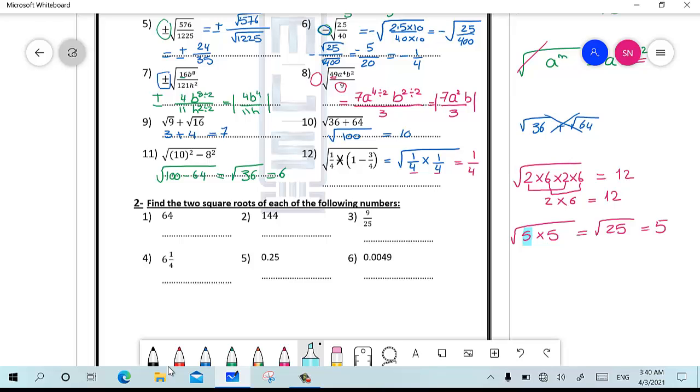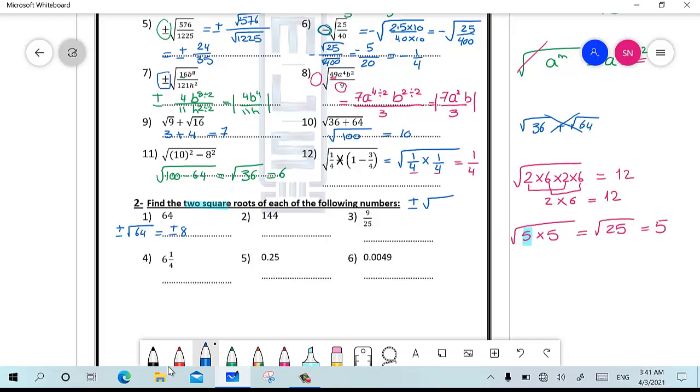Hope it's clear now. And let's go for question number 2. Find the two square roots. Since he told me find the two square roots, I am finding the positive negative square root of each number. I want to find the two square roots for 64. This means positive, negative square root 64, and square root 64 is 8, so the answer is positive negative 8. Again, we put positive negative when we are dealing with the two square roots or variables.